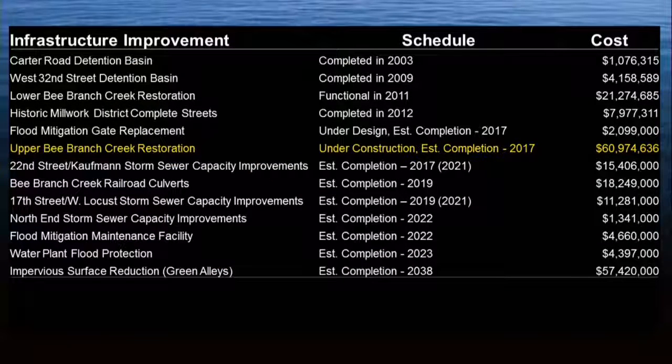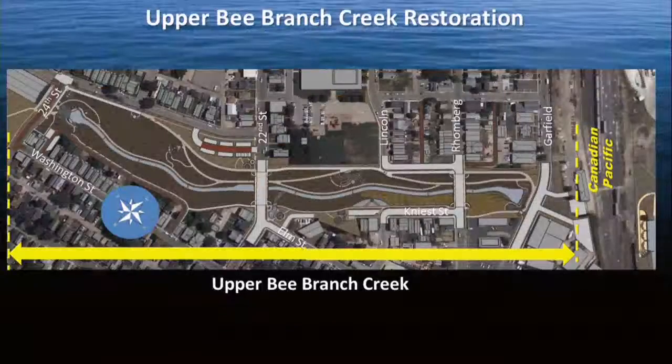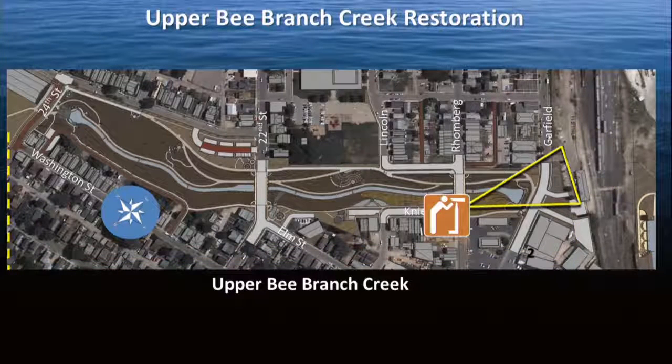Upper Bee Branch Creek Restoration is the major project that's under construction, to be completed by the end of next year. Just to remind people, it's essentially from just south of Garfield Avenue up to 24th Street and a little bit past 24th Street. There are 4 construction contracts that we have to build all of this right now. Just to show where we are with each section.